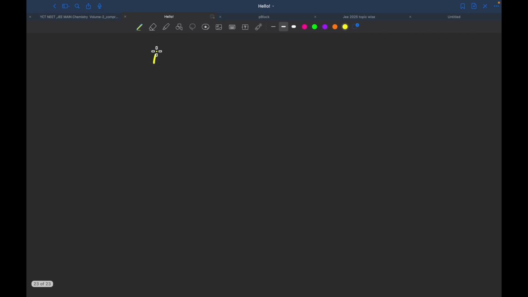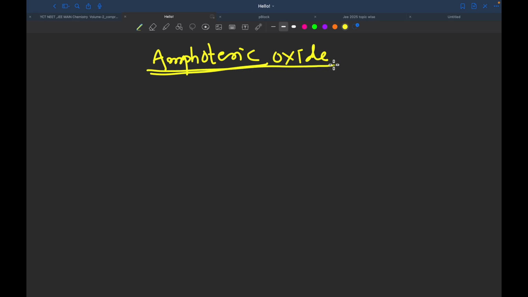We will see the amphoteric oxides. This is important. The questions are asked on the basis of amphoteric oxides. Amphoteric oxides have properties of both acid as well as base. That's why we call them amphoteric oxides. So what all come under amphoteric oxides? So we have a list here.